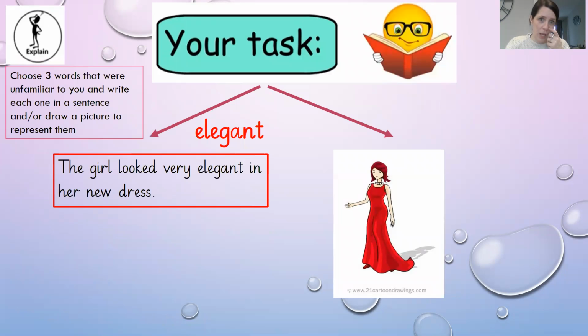Okay, so your task then is, as always, I want you to choose 3 of those words that you have chosen from the text that you didn't know the meaning of before. And you're going to either write that word in a sentence or you could do both, draw a picture to represent your words. Okay, so I've chosen elegant. My sentence is, the girl looked very elegant in her new dress. I've got a picture there of a girl in a lovely new dress. So 3 words and 3 sentences or pictures for your words. Okay, good luck.